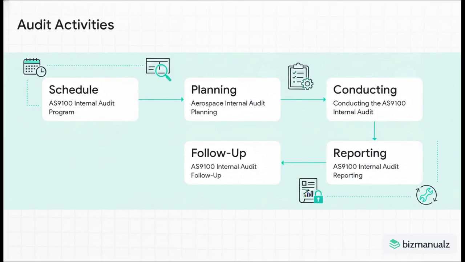You see, the manual methodically breaks down the AS9100 internal audit into 5 distinct, actionable steps. It starts off with the program schedule, moves right into the specific aerospace internal audit planning, outlines exactly how you go about conducting the audit, details the reporting phase, and finally, it structures the follow-up. It takes this massive, complex requirement and sequences it into an airtight, step-by-step guide.